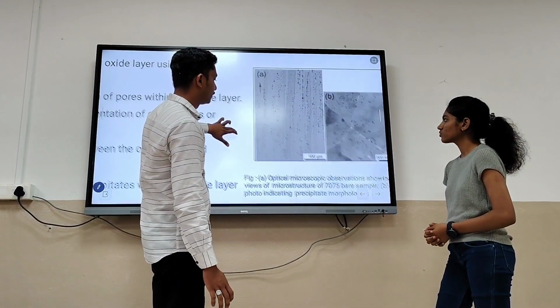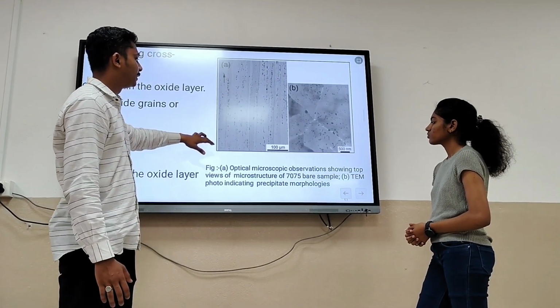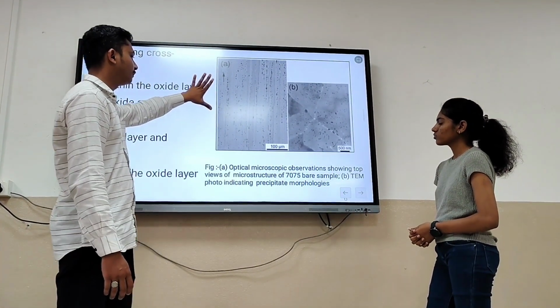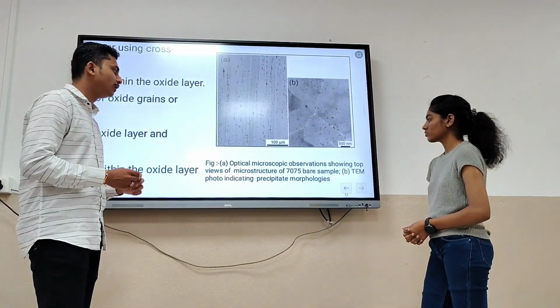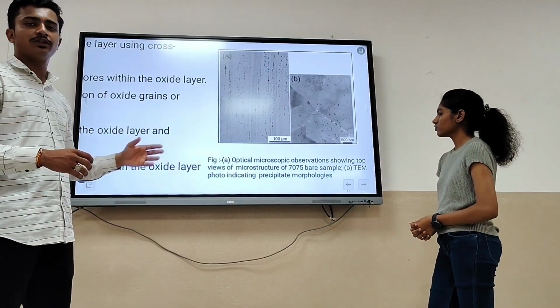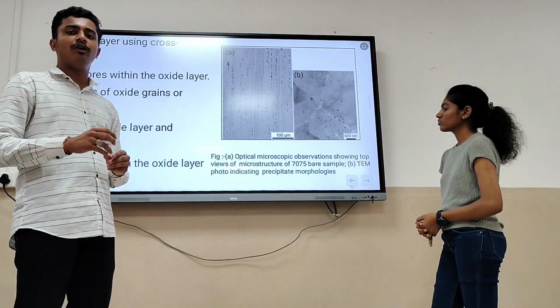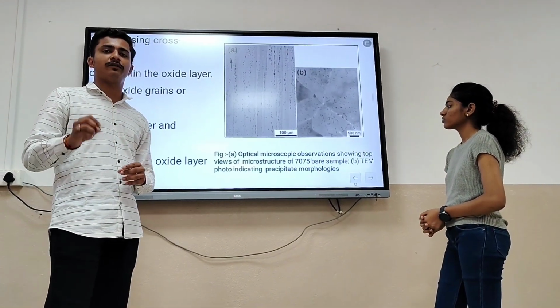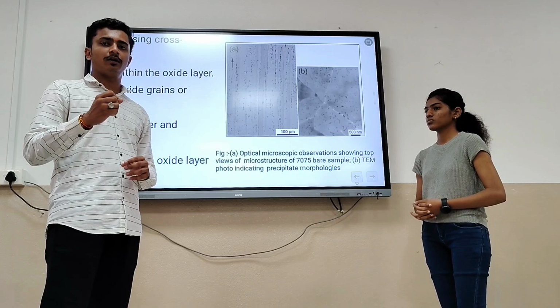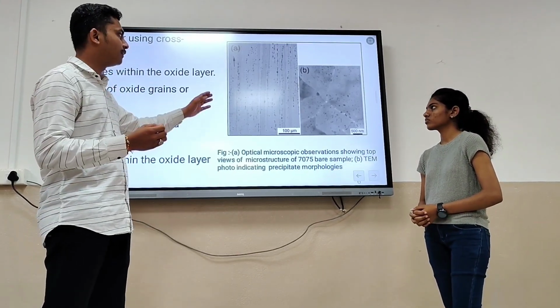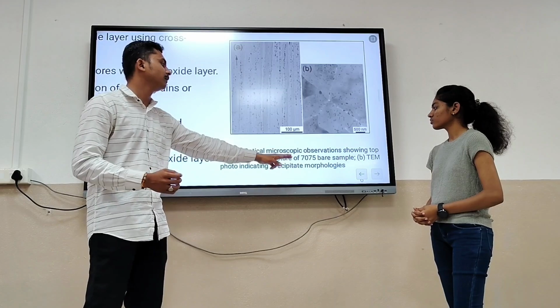You can see here some optical microscopic observations showing the top view of the microstructure of 7075. So talking about 7075 aluminium, why did we choose it? AL7075 is the most used material in the aircraft industry. So that's why we go for this specimen.